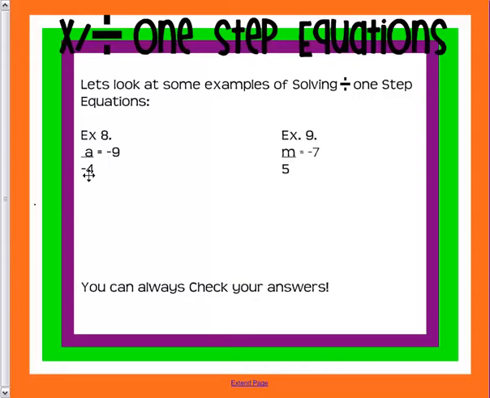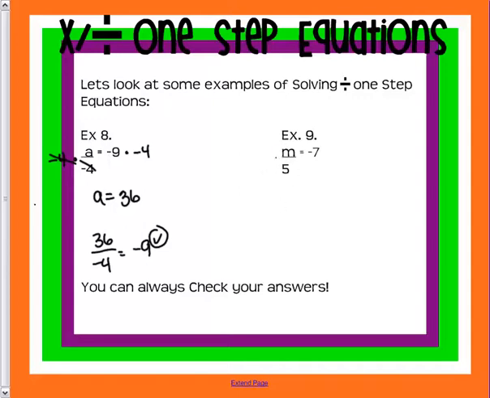A divided by -4 equals -9. So we need to figure out what number divided by -4 gives me -9. So I'm going to multiply both sides by -4 because I'm undoing division. And when I do that, I get A on this side because these cancel each other out. And -9 times -4 is positive 36. If I take in my calculator 36 divided by -4, I get -9. And if I do it in my head, I also get -9. So I know my answers are right.